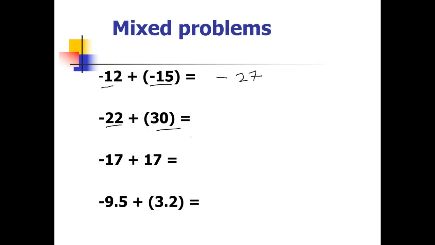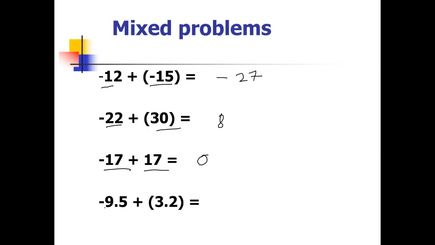Second problem, one number is a positive, the other number is a negative, so I'm going to subtract. When I subtract, I'm going to get 8. The bigger number is 30, so the answer stays positive 8. A negative and a positive, same number, it's going to be just a 0. We do not have to worry about the sign.